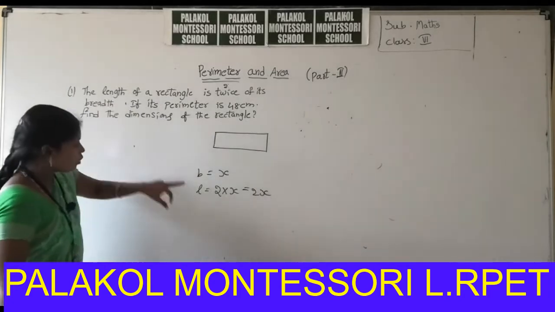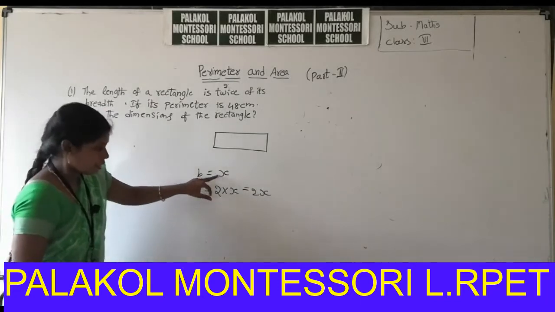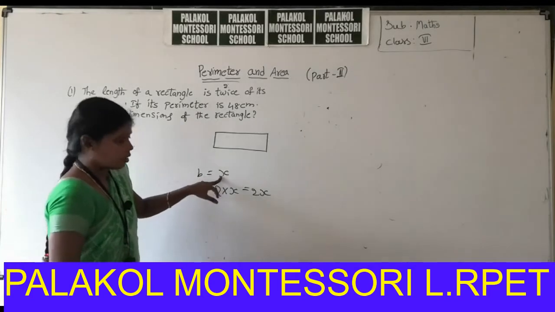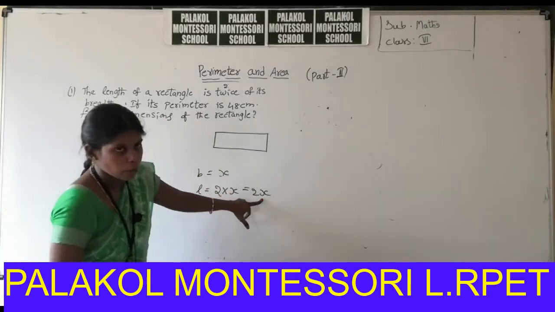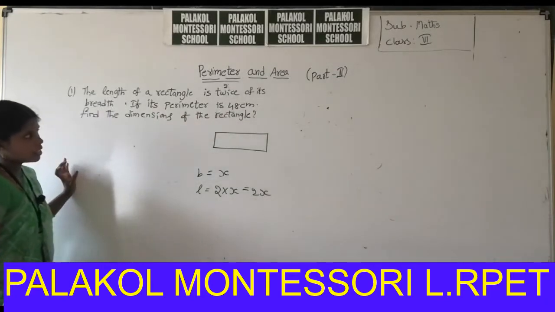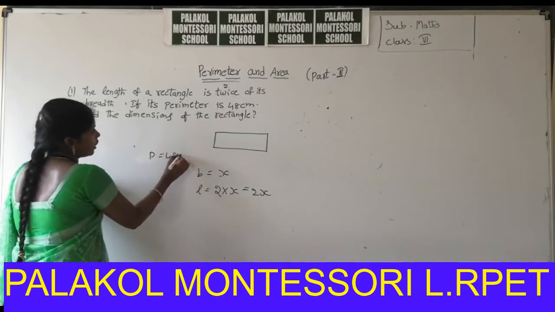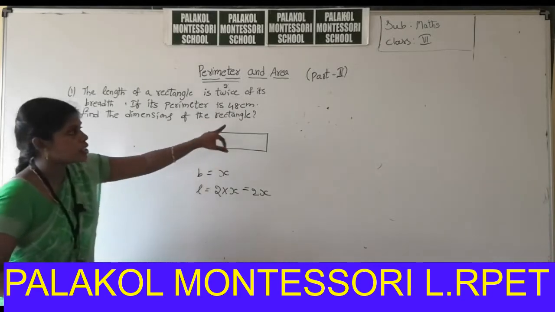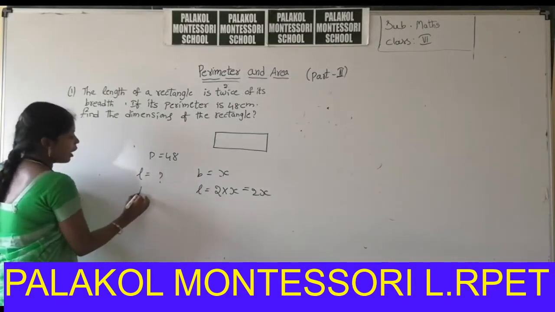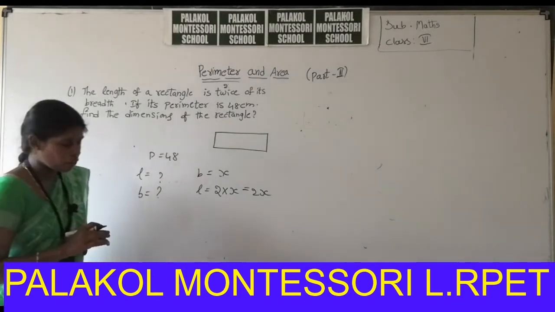So the length of the rectangle is twice its breadth. You multiply the breadth by 2, so the answer is 2x. Next, its perimeter is 48 centimeters. So in this question, perimeter is equal to 48. So we can find the dimensions of the rectangle, that is, we can find the length and the breadth.